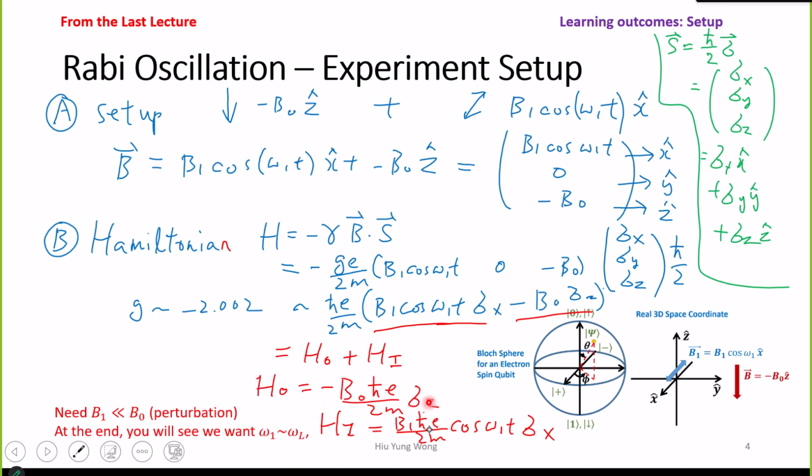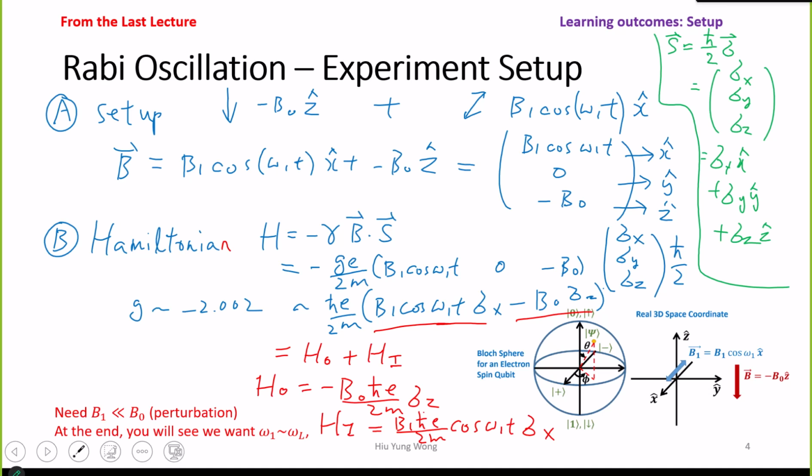But the point is, this is due to the vertical DC magnetic field. It creates this amount of energy. But then this oscillating horizontal magnetic field creates this HI, which depends on B1 and cosine omega 1 t, right? So here we assume B1 is much smaller than B0. So it's a perturbation, a very small perturbation to the system. So then we can use the so-called perturbation theory.